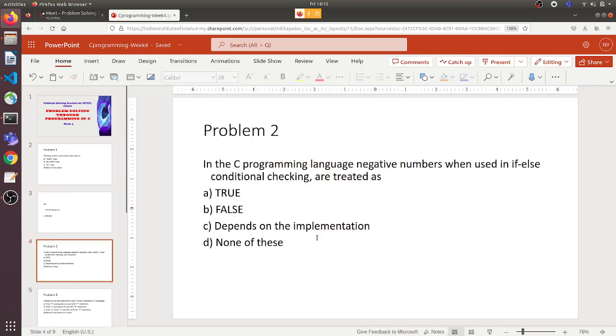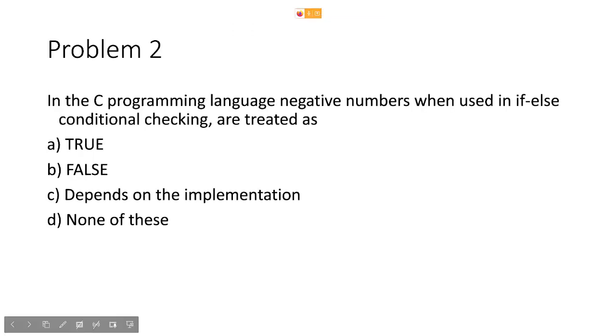Okay. So the next one, we have already done a question on this. In the C programming language, negative numbers when used in if-else conditional checking are treated as true, false, depends on the implementation, or none of the above.